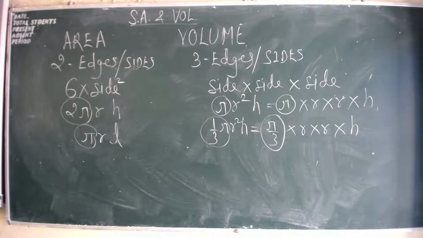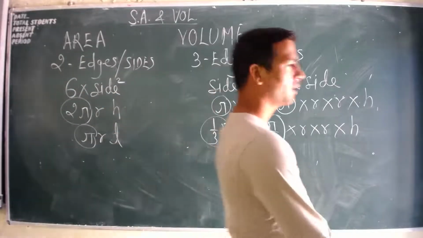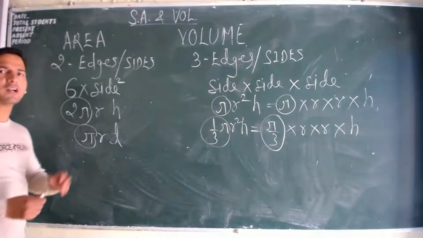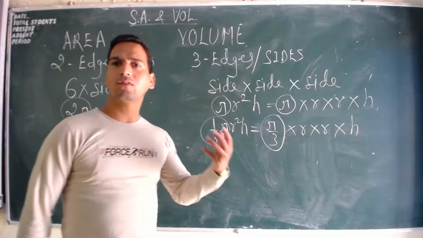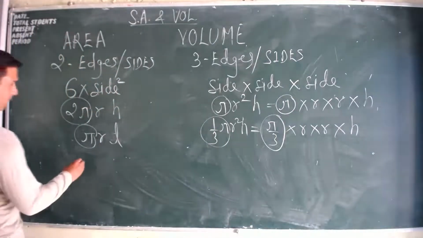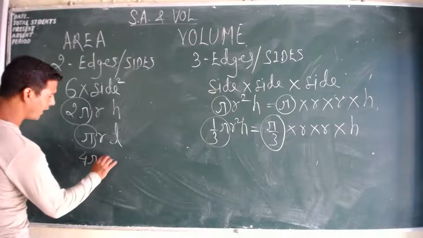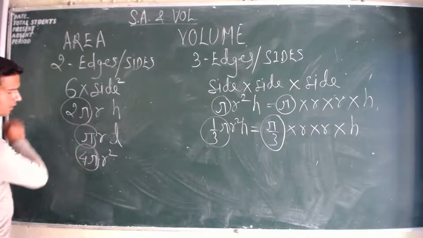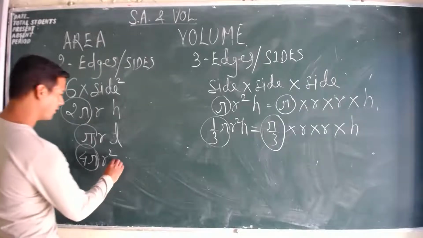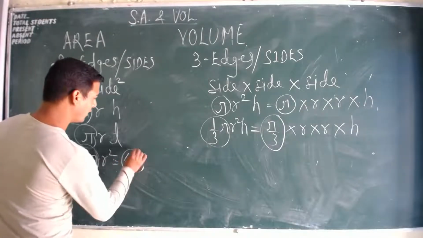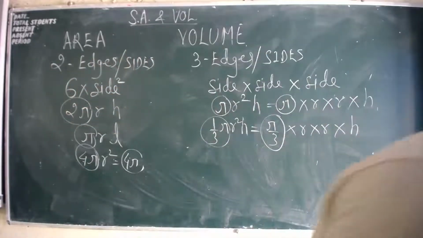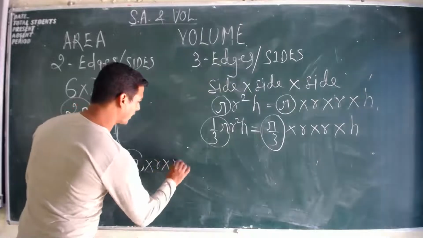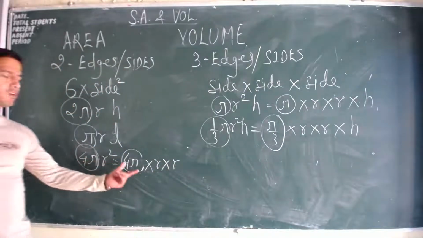This is the formula of volume. Here three edges are used. Now next one, sphere. What is the formula of surface area of sphere? 4 pi r square. Again, 4 pi is constant, r square, converted to r into r.